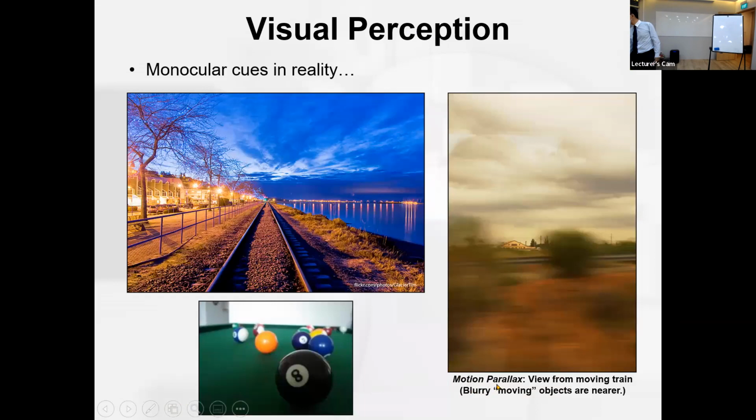This last part, motion parallax, refers to what? Whether a further away object usually looks what? Looks less blurred because it's not moving, right? Just go take an MRT train.